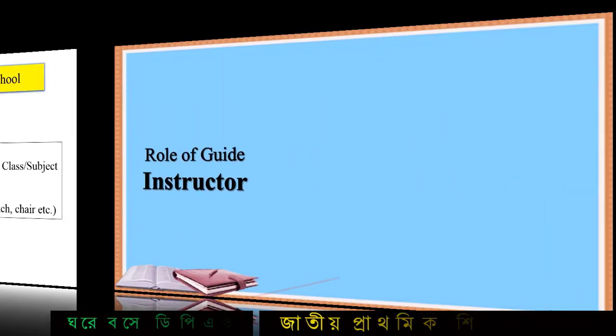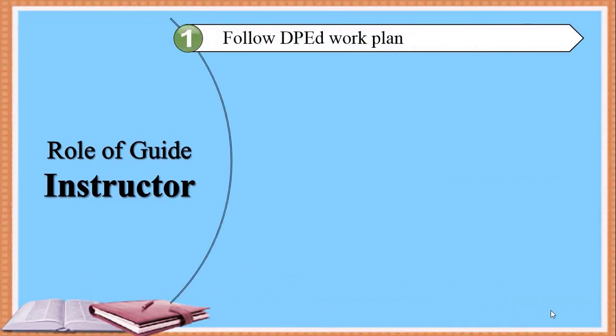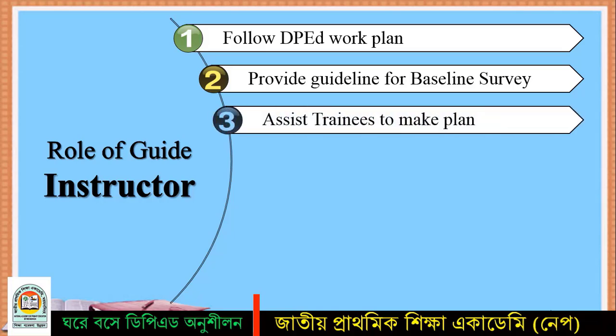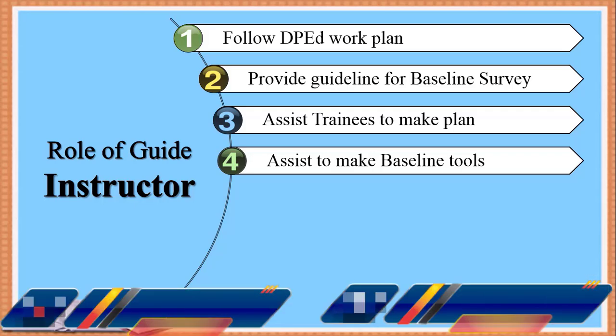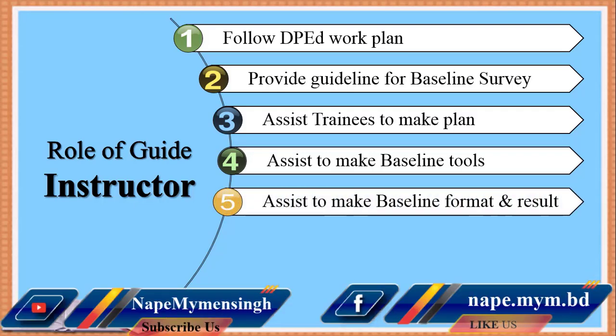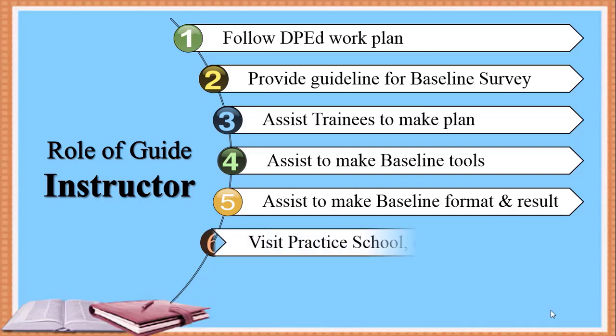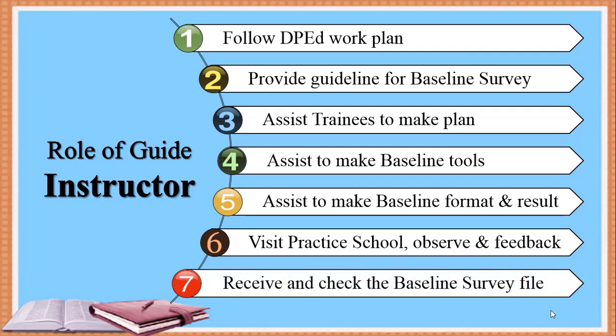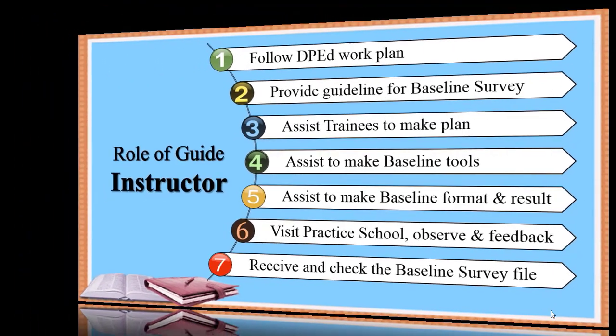Role of PTA instructor. So PTA instructor will follow DPED work plan, provide guideline to the trainees for baseline survey, assist trainees to make plan, assist to make baseline tool, assist to make baseline format and result, visit practice school, observe and give feedback to the trainees, and lastly, he will receive the file, check the baseline survey file, sign it and give it back to the trainee again. So in the first part, we discussed some questions which are very essential for our trainees.